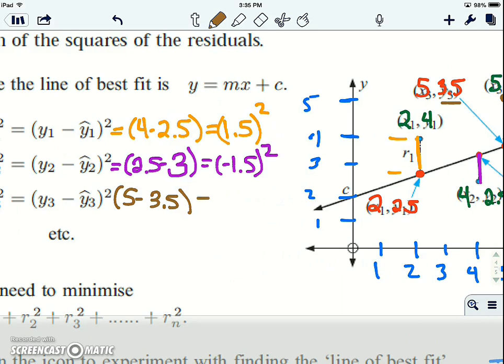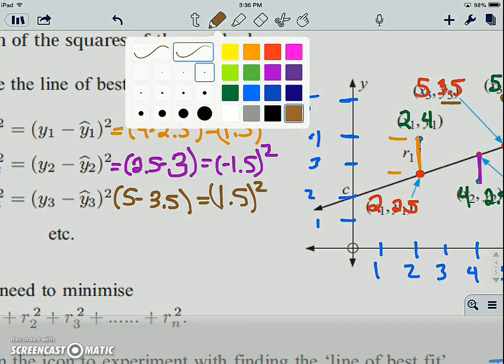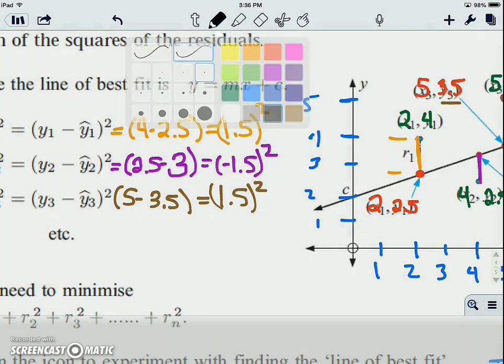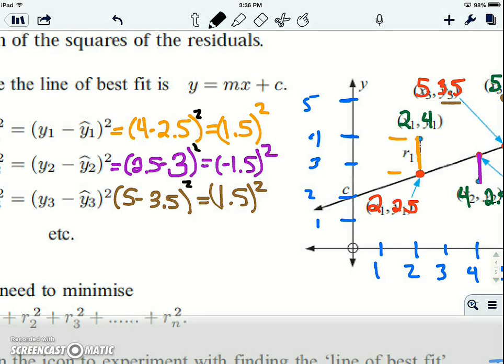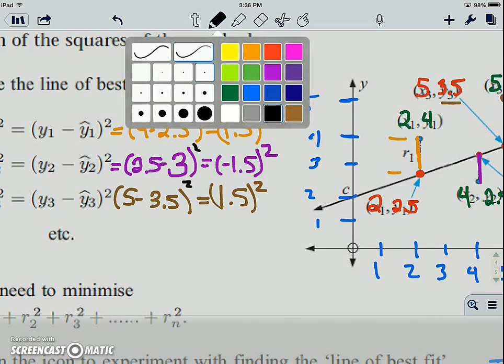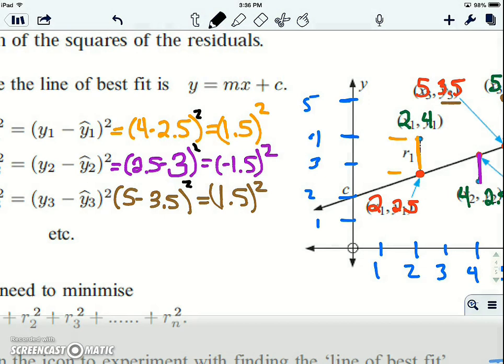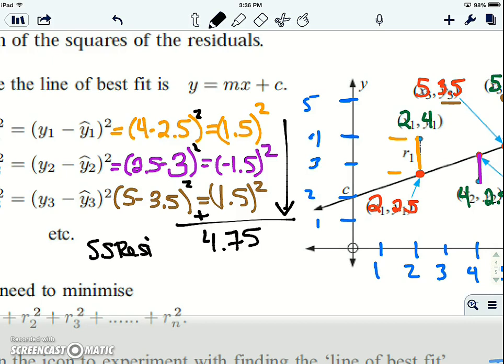Okay. And we would get 1.5 again, and we'd square it. And these all had little squares, part of the formula. So just put them in. Okay. And if you were to take these squared values and add them all up, you'll have 4.75. And this is the sum of the squared residuals, otherwise known as S.